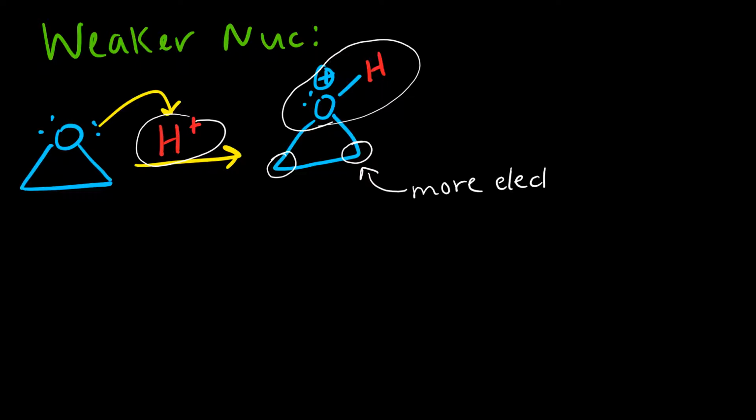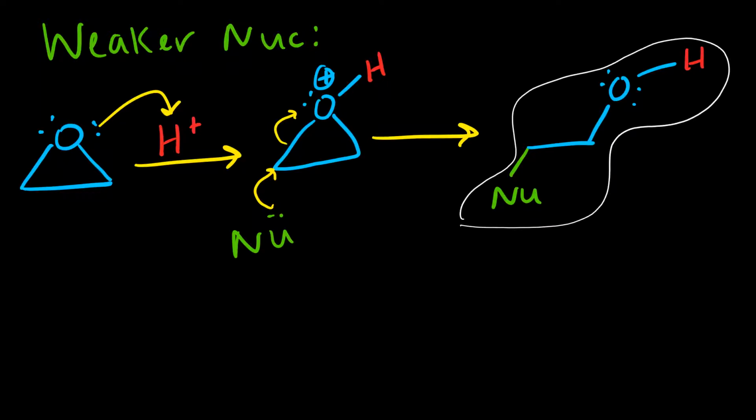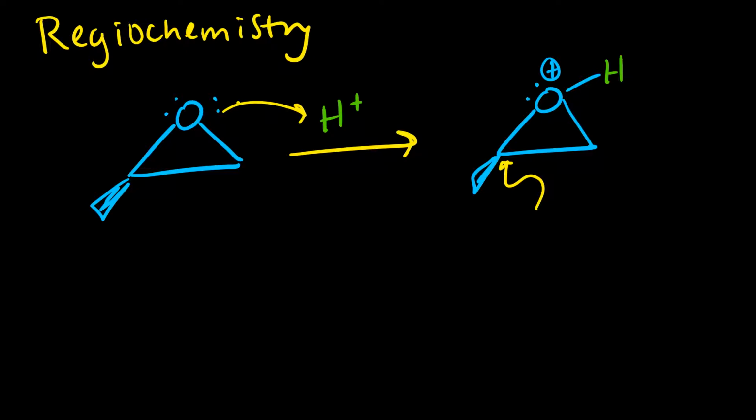We're going to see that's a strategy that's used fairly often in different contexts: to protonate an oxygen, for example, to make the neighboring carbon more electrophilic. Now the weaker nucleophile will come in and attack, the ring will open up, and you end up getting this substituted alcohol. In terms of regiochemistry, the nucleophile is going to actually go to the more substituted side in this case.